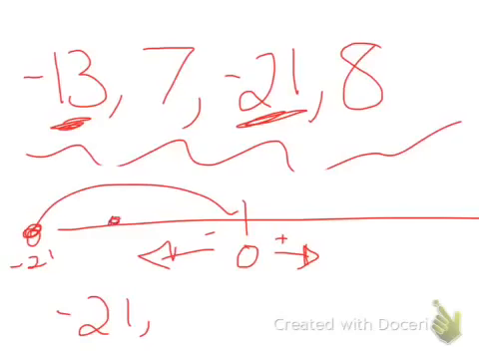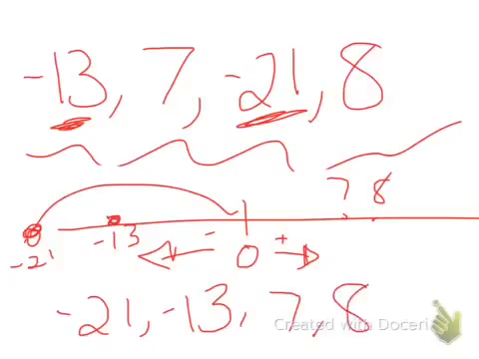Negative 13 would be somewhere over here, which is actually bigger than negative 21, because the farther you go into the negatives, the bigger the digits that are negative, the actual smaller the number is. And then we have, of course, 7 and 8. If you need help with that, go back to the ordering integers lesson, which was, I think, the first one in this chapter. Or go on YouTube and look for putting integers into order.